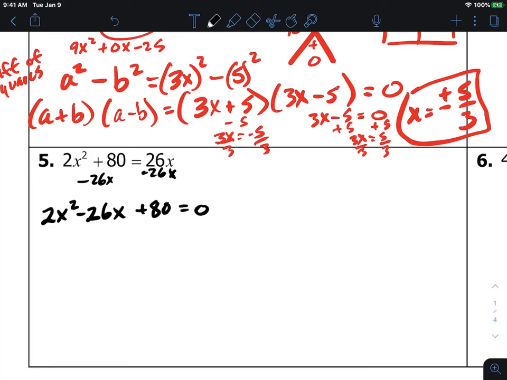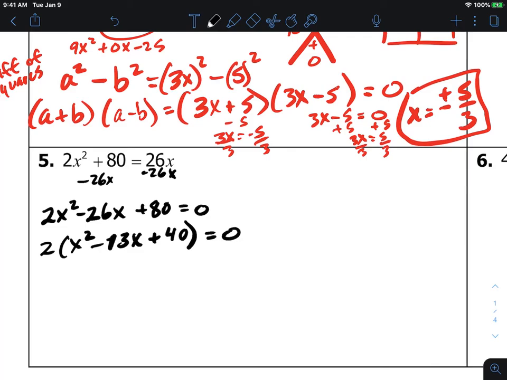All right, now before I go and say I'm using Xbox factoring, look at all 3 terms. Do they have a common factor? They're all even. Do they all have x's? No. But they're all even, so I can factor out a 2. That's going to leave me with x squared minus what's half of 26? 13x, plus what's half of 80, 40, equals 0.